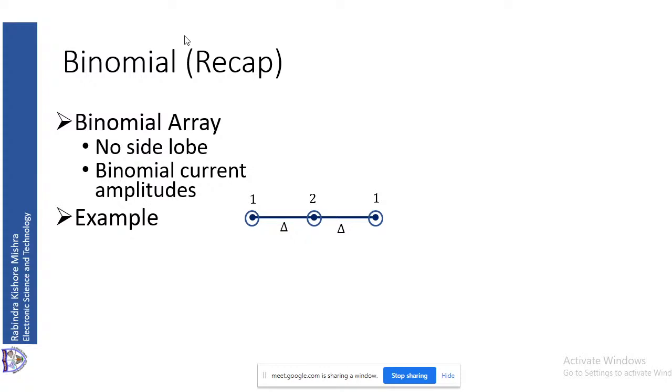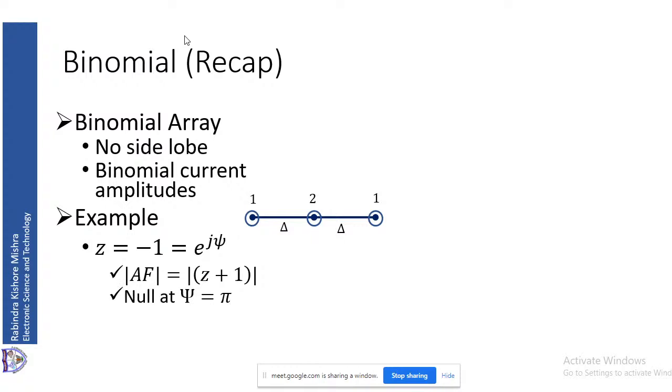Example we are seeing here again, the same example, 1 2 1. So for this z is equal to -1, that you can write as e to the power j psi. Z is equal to -1, or z plus 1 is equal to 0, that is the polynomial. That polynomial we are considering. So array factor is mod of z plus 1. Now that will show you null is at psi is equal to pi.